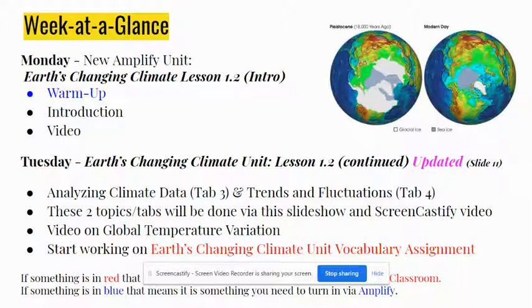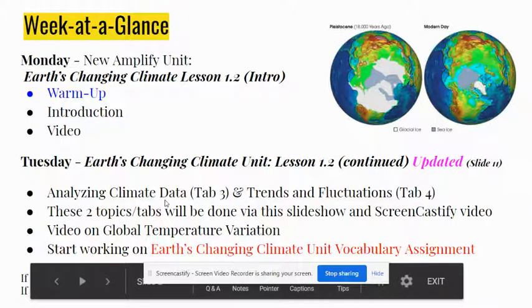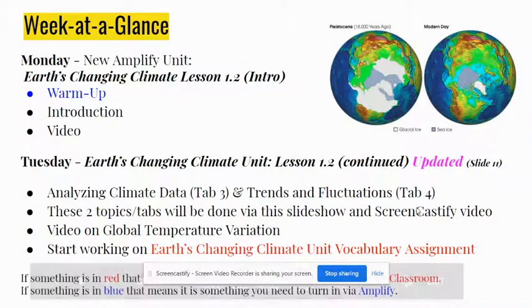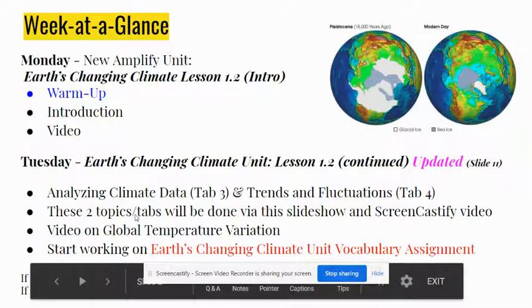So let's begin. On Tuesday, you are going to be analyzing climate data, which is tab 3 in lesson 1.2, and trends and fluctuations, which is tab 4. However, doing these tabs without being in the classroom would be difficult. So these two topics or tabs will be done via this slideshow and Screencastify video. Then we're going to watch a video on global temperature variation. And then you're going to start working on Earth's Changing Climate Unit vocabulary assignment.